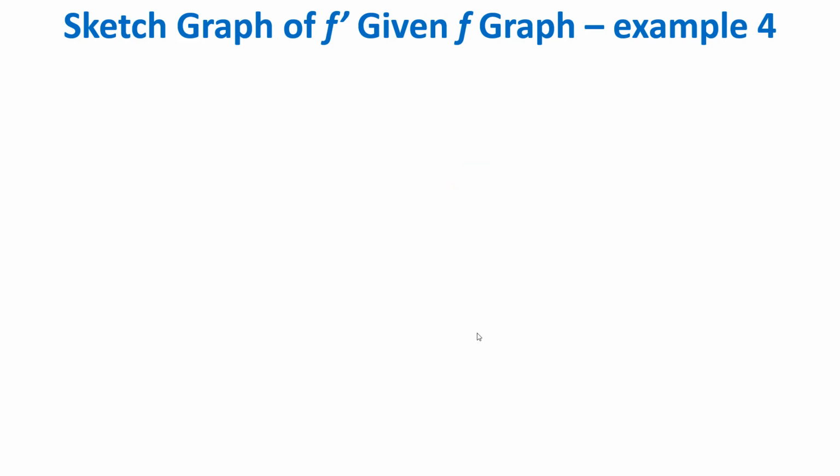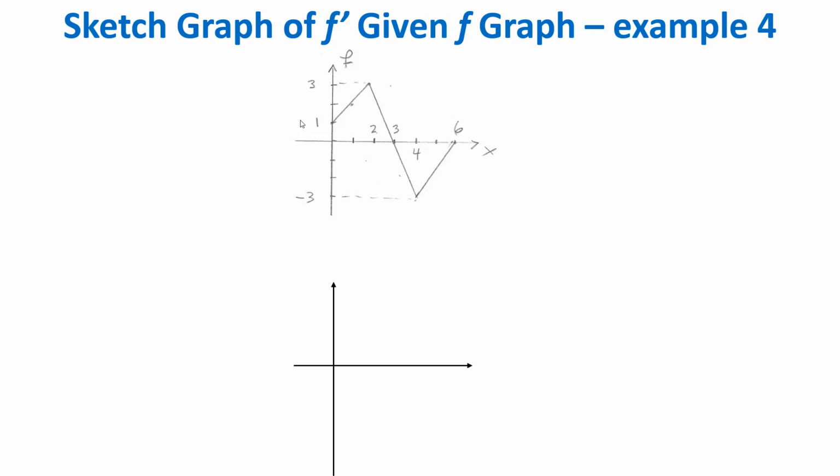In example 4, take the time to put this in your notes, going through the points (0, 1), (2, 3), (3, 0), (4, -3), and (6, 0). Then connect those with straight lines. Starting with the plane x and f prime of x. Now, because these are straight lines, instead of sketching this, we're going to have as a final product the actual graph of f prime.